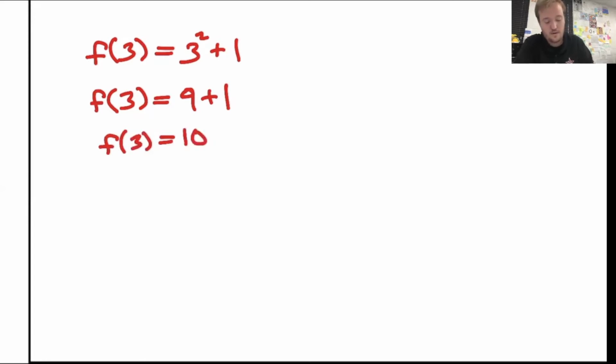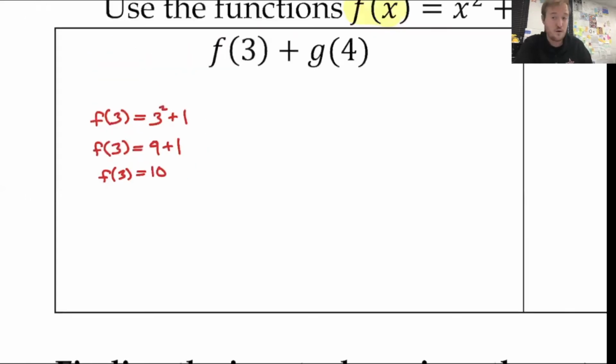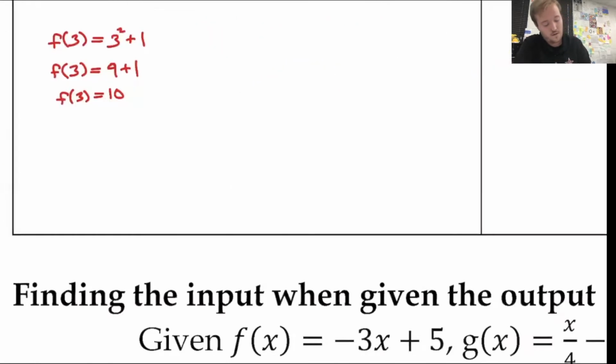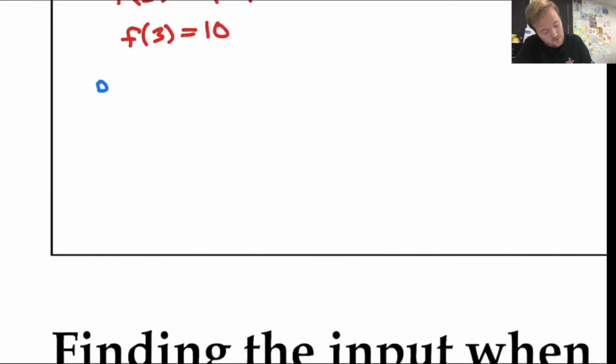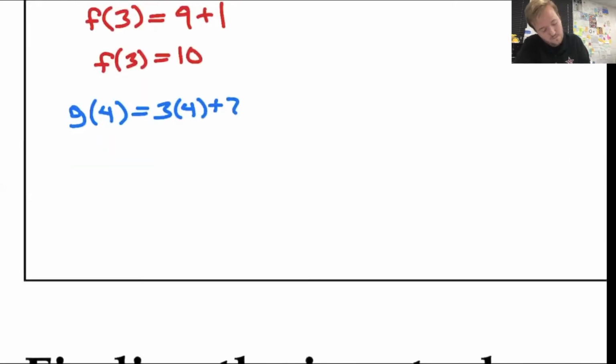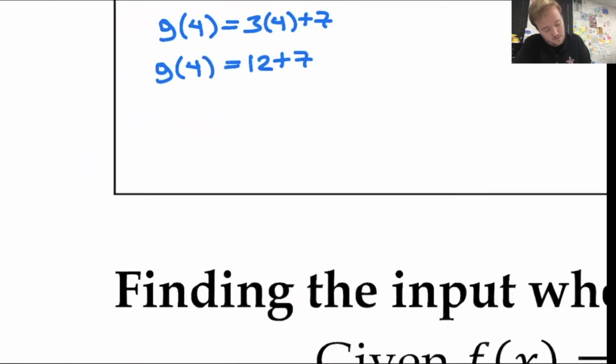All right, so now I need to find g of 4. So I'm going to go to my g function and plug in 4. So I have g of 4. So 3 times 4 plus 7. So 3 times 4 gives you 12. Then plus 7, which means g of 4 is going to be 19.